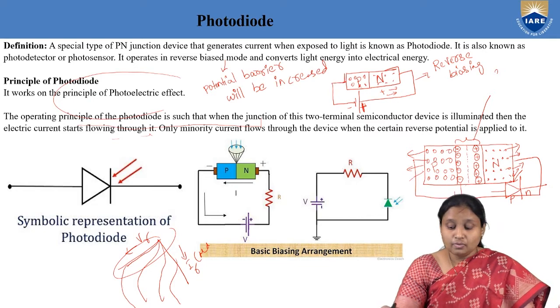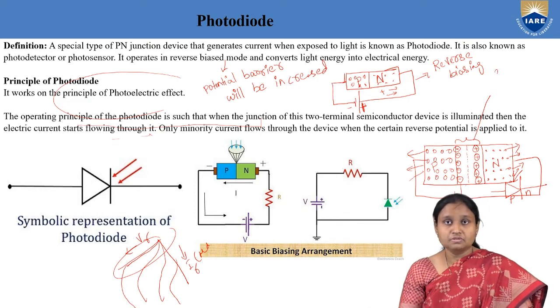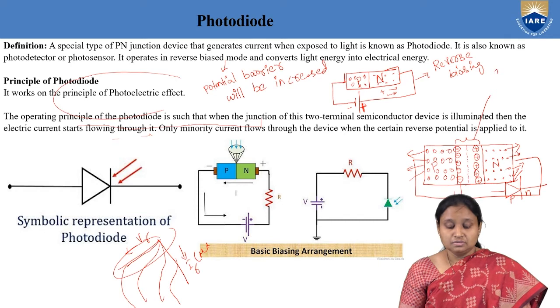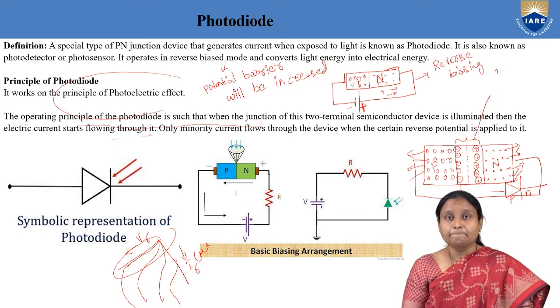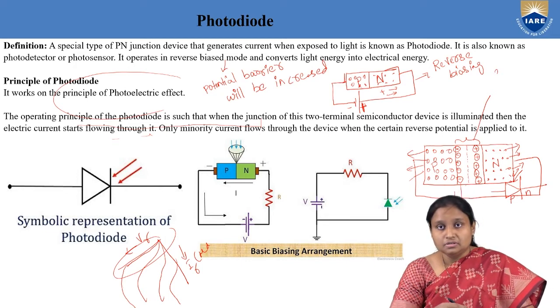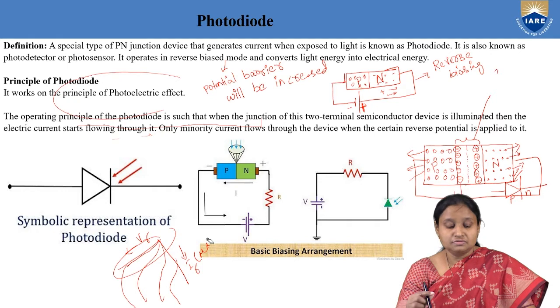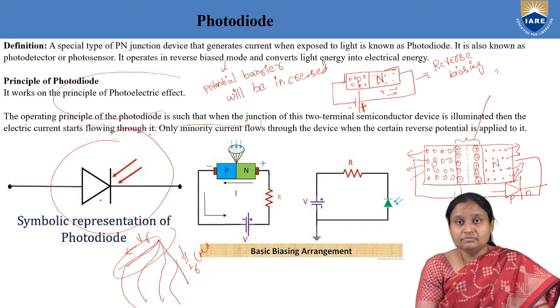And what exactly is the symbol for the diode? So if you talk about the symbol for the diode, as you can see, we have taken a normal triangle and a vertical line.